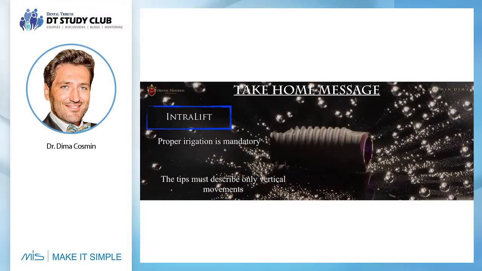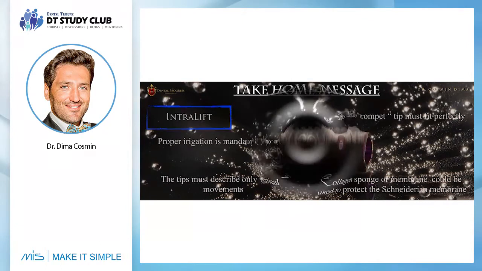The tips must describe only vertical movements, otherwise you can fracture them, and it's not so easy to take a fractured tip out from the alveolotomy. The trumpet tip must fit perfectly, otherwise the liquid will go out and will not press the Schneiderian membrane, so you cannot raise it. And the collagen sponge or membrane could be used to protect the Schneiderian membrane before inserting the augmentation material, and also before inserting the implant.